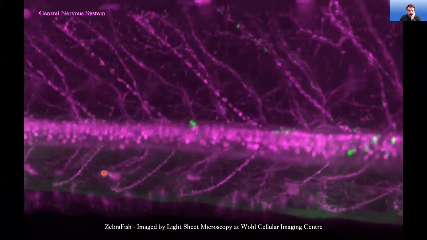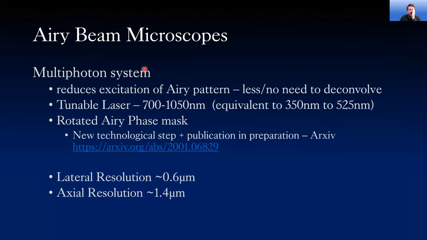So taking a moment just to break, that data is all from the first system that we had, and the second that I'm going to talk about is the multi-photon Airy beam system. Although it's worth mentioning that you already get a very large benefit for depth penetration with the normal visible wavelengths that we use. So actually, this isn't the main reason why multi-photon illumination is used in this case.